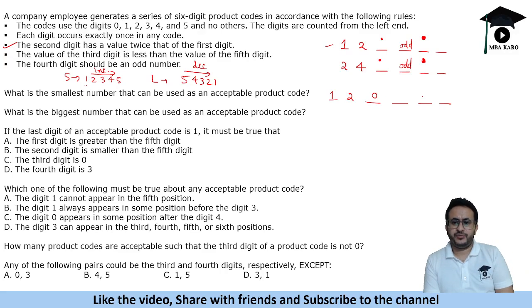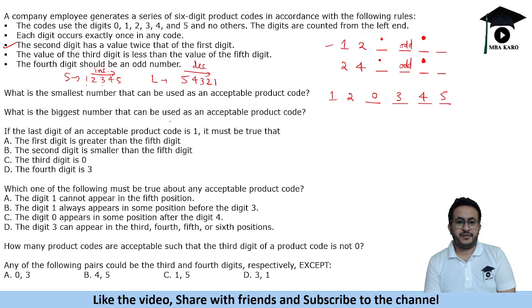It says that it has to be less than this digit, which is perfectly fine. Now this should be an odd digit, so try to pick an odd digit in the increasing order. So it can be 3, so we can have this as 1, 2, 0, 3, 4, 5. So the answer is 1, 2, 0, 3, 4, 5.